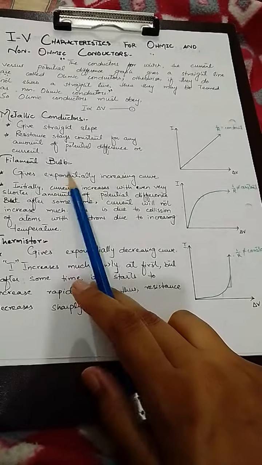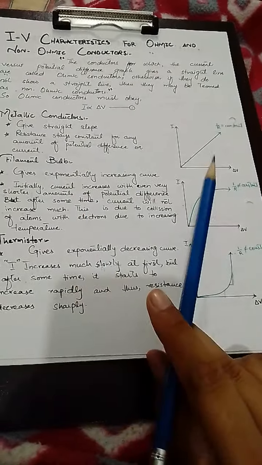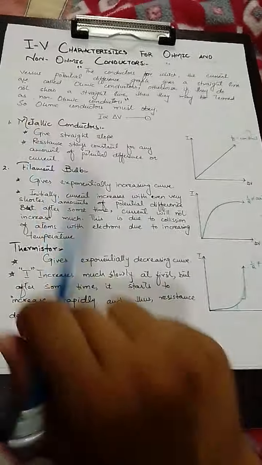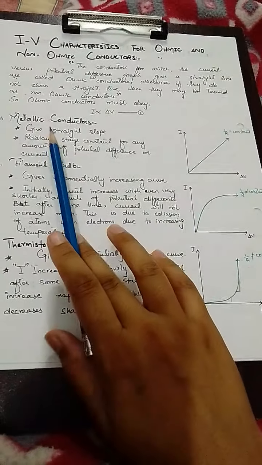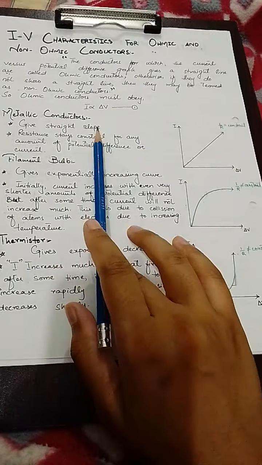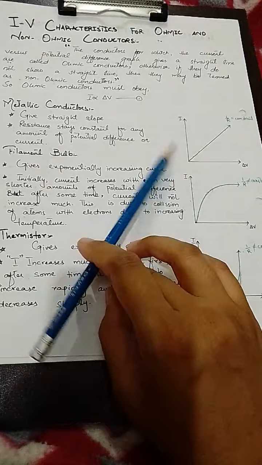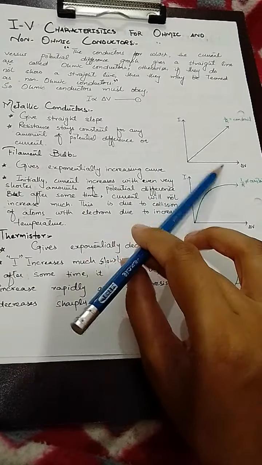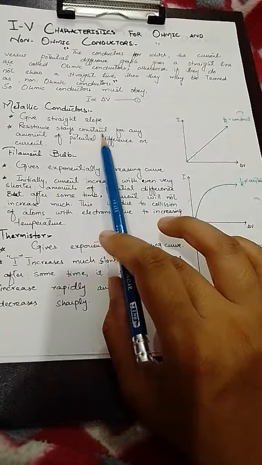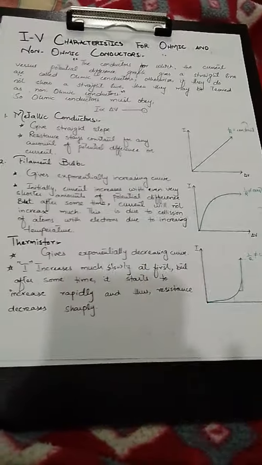The thermistor and the filament bulbs are examples of non-ohmic conductors, and the metallic conductors, in most of the cases, most of the metals and some of the alloys, show a straight line between del V and I, and thus they can be termed as the ohmic conductors, right?